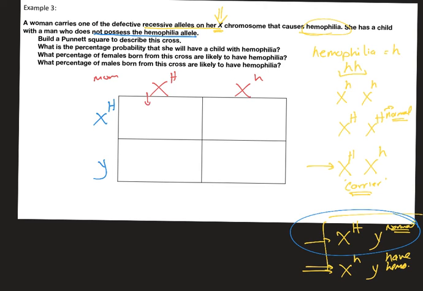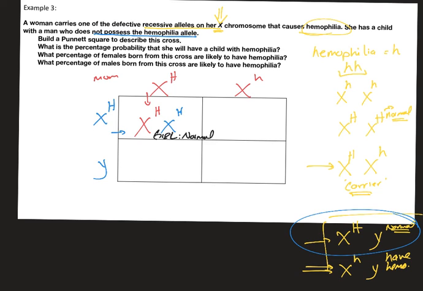So if I bring mom's down, she has an X with a capital H. And then I'm going to bring dad's over. He, again, has an X and a capital H. Okay, so if I just stop on this box right now, you have a little girl, because it's XX, who is normal. She doesn't have anything to do with hemophilia. She has both the dominant normal.